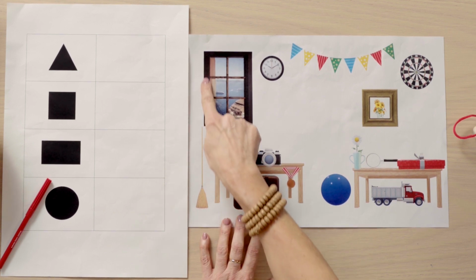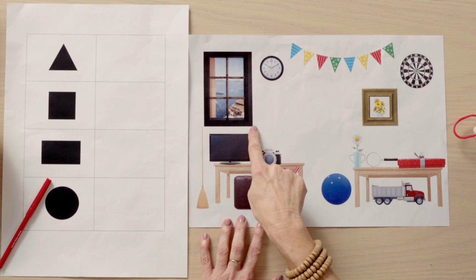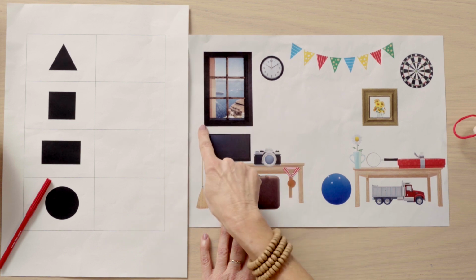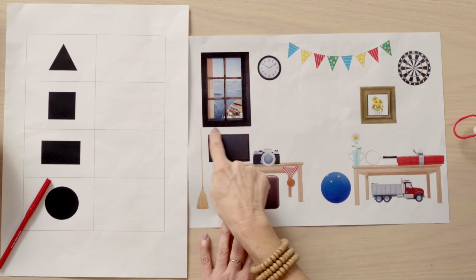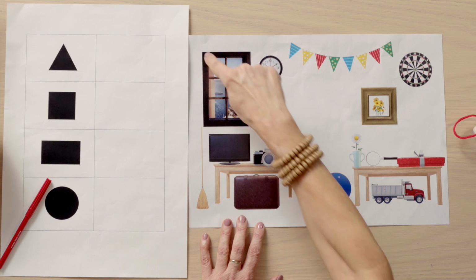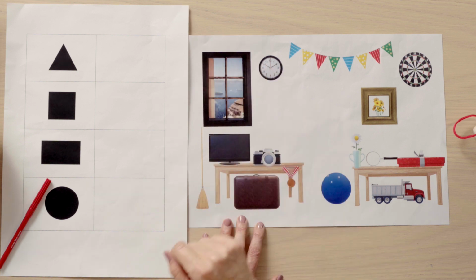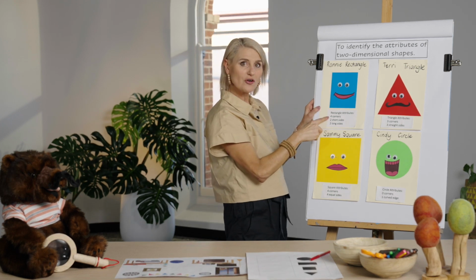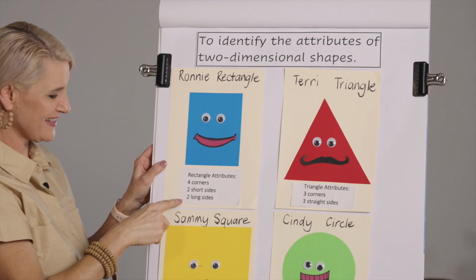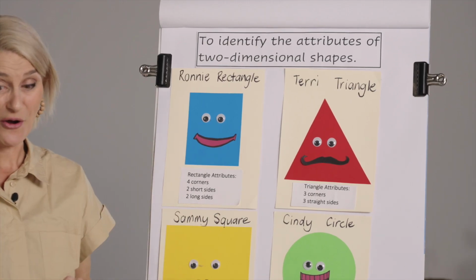Okay, I can see here a shape that has got 1, 2, 3, 4 corners, 2 short sides and 2 long sides. I wonder, do you know what shape that is? Let's check. 4 corners, 2 short sides, 2 long sides. Let's have a look here at Ronnie rectangle. 4 corners, 2 short sides and 2 long sides. We know that this is a rectangle.